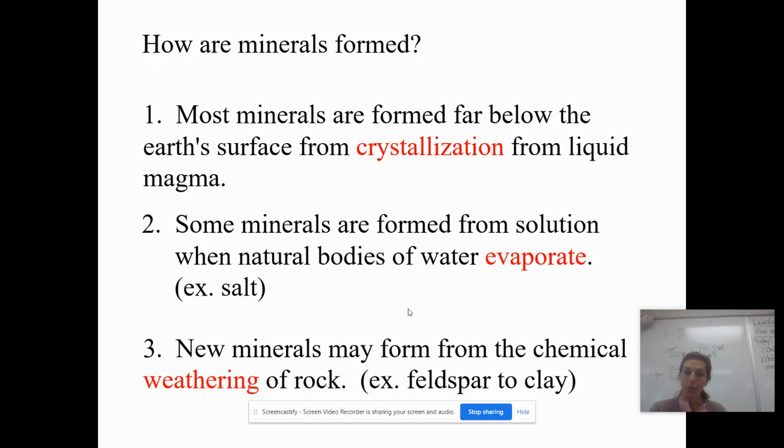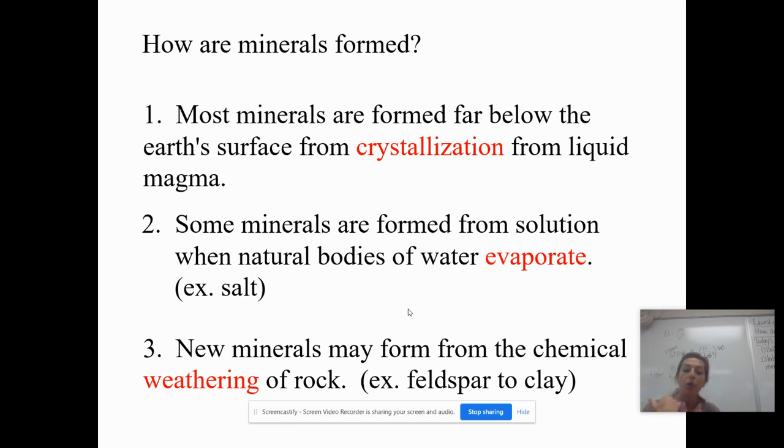So how are minerals formed? Most minerals form far below the Earth's surface from crystallization from liquid magma, right? That liquid magma is going to cool and crystallize, and we're left with minerals. Some minerals are formed from solutions, like when natural bodies of water evaporate.